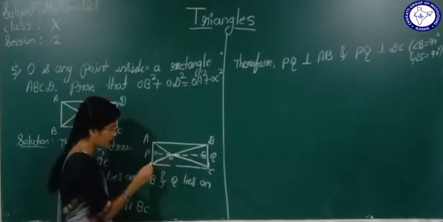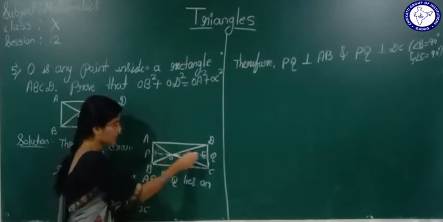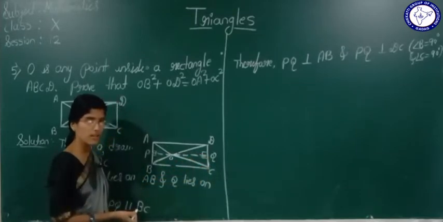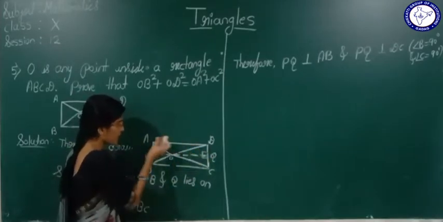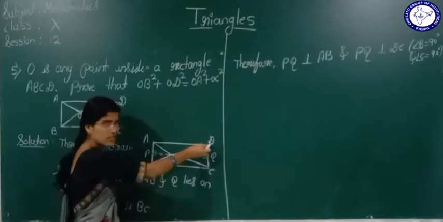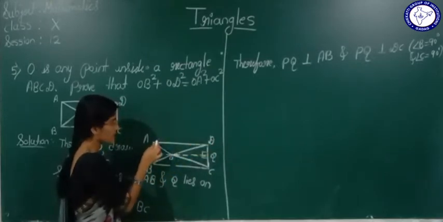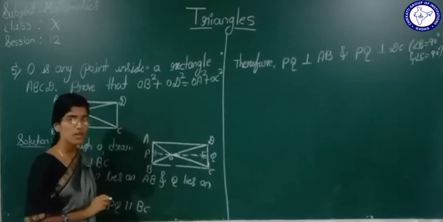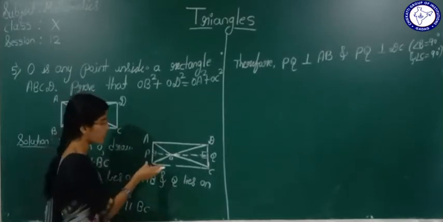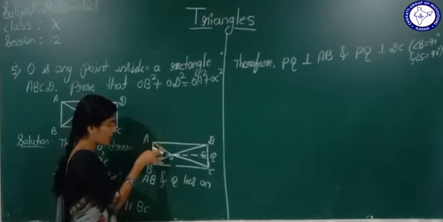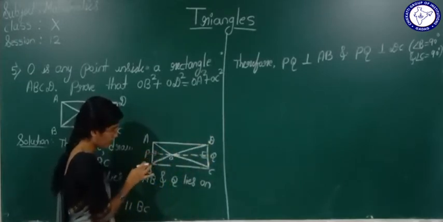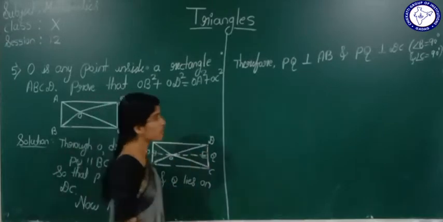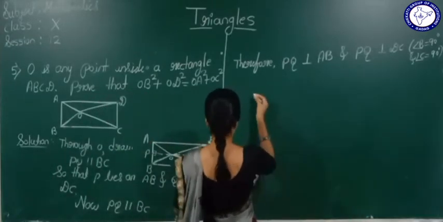What we can tell here, BPQC is a rectangle, right? Again see here, angle P is 90 degrees, angle Q is 90 degrees, angle A is also 90 degrees, angle D is also 90 degrees, because in a rectangle all angles form 90 degrees. Therefore here there are two rectangles on the base PQ. APQD is one rectangle and one more rectangle is PBCQ.